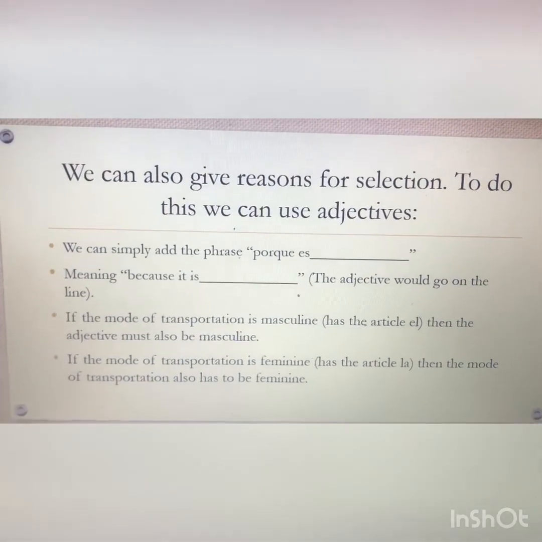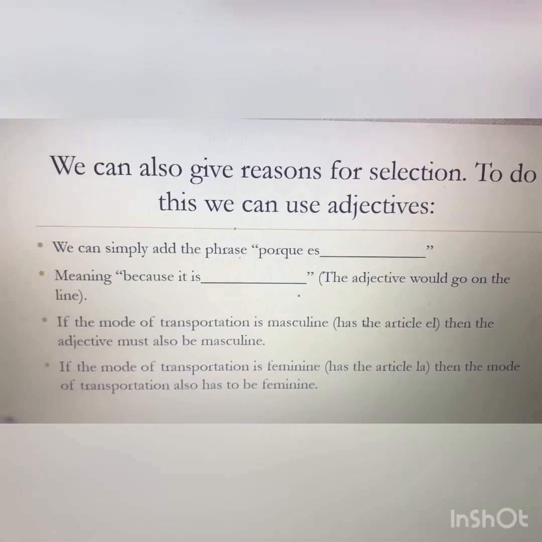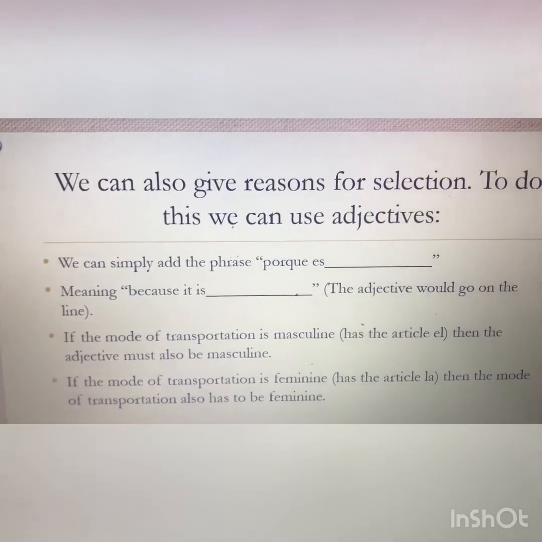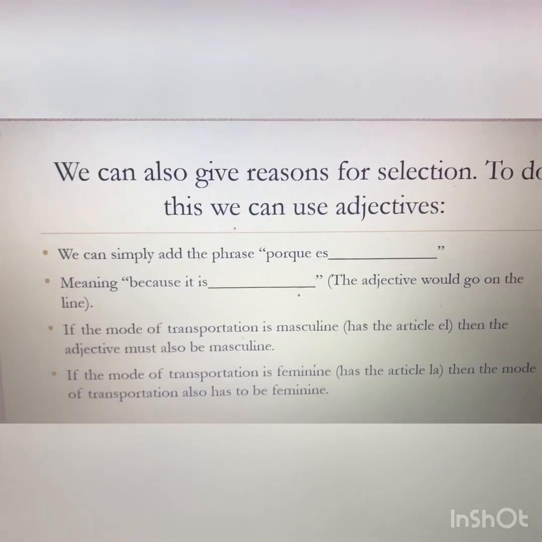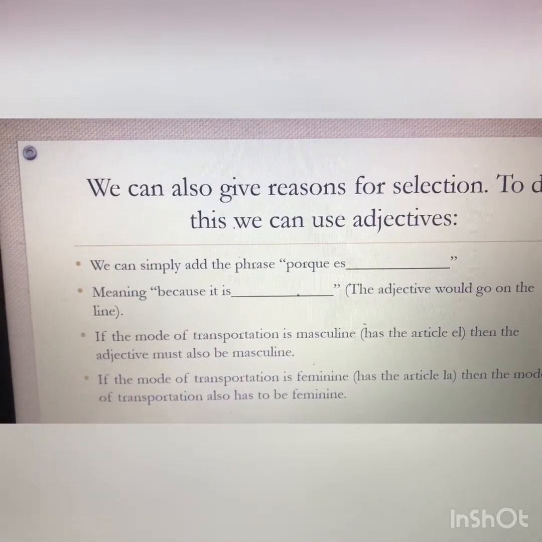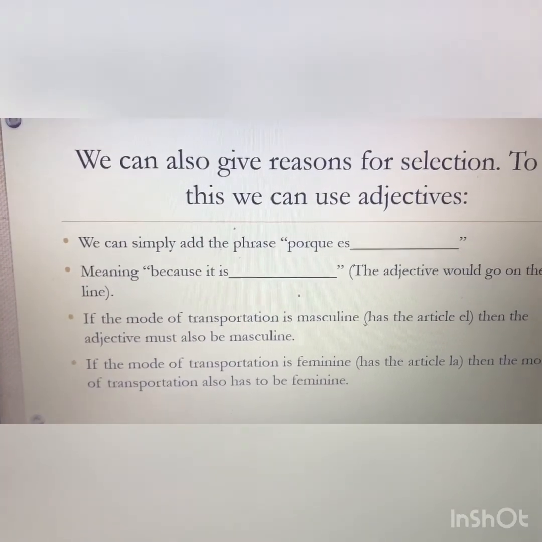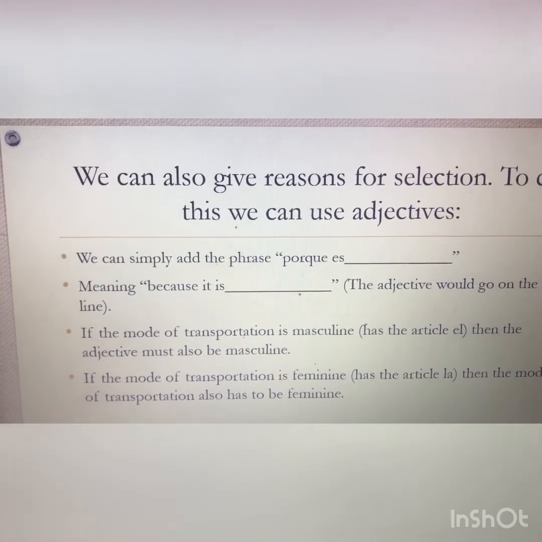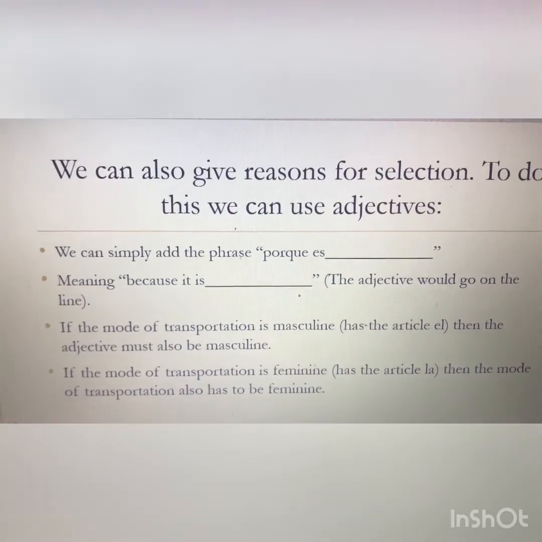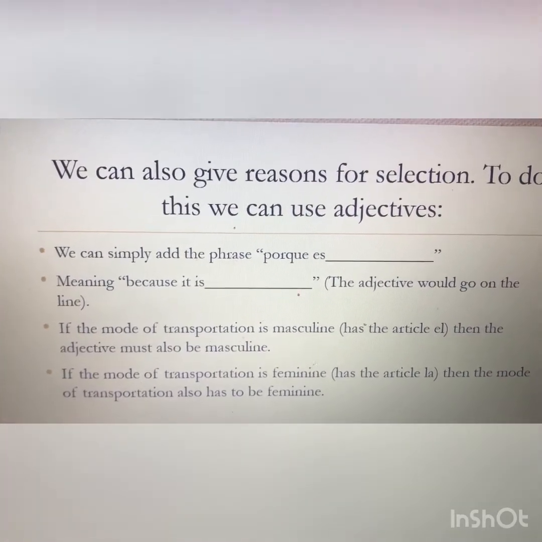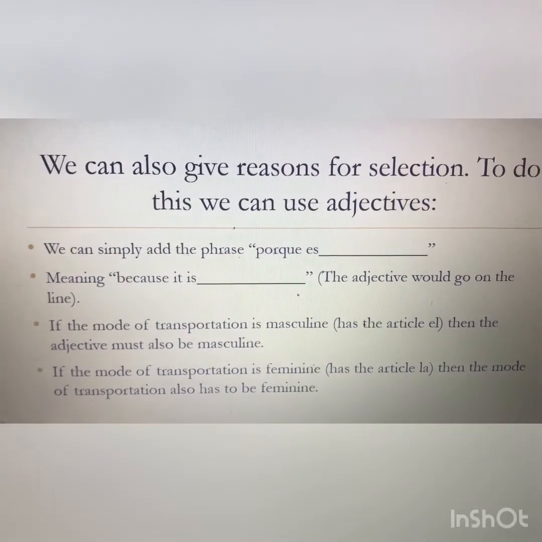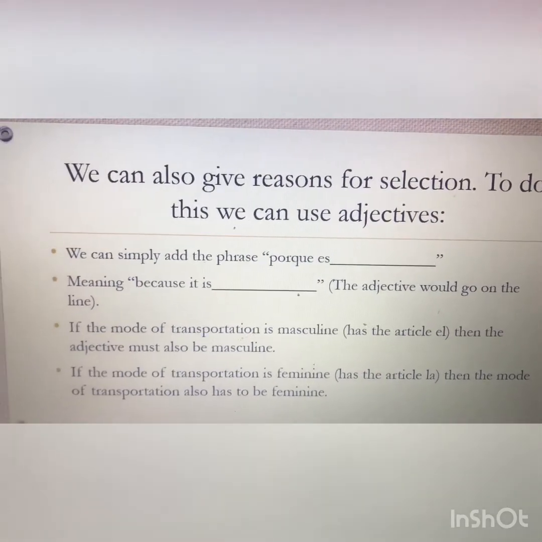Now we can also give reasons for our selection. So why you prefer to travel by bicycle, why you prefer the airplane, why you prefer this, why you prefer that, etc. Right? So we can give reasons. To give reasons, we can simply add the phrase porque es. Now porque es means because it is. So I prefer to travel by bicycle, porque es, meaning because it is.